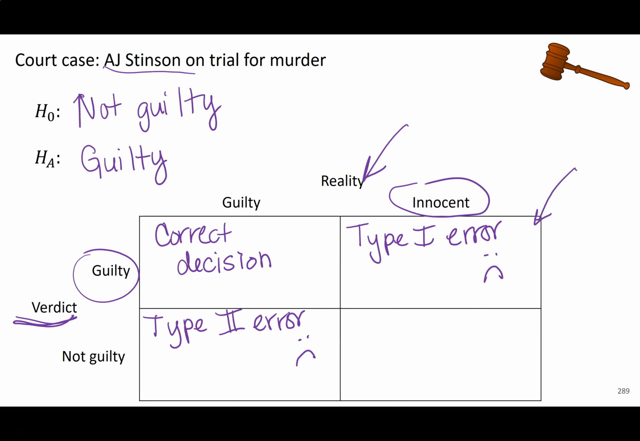Note that it totally depends on the scenario. Some scenarios, type 1's worse. Other scenarios, type 2's worse. It changes from scenario to scenario. And so if they're innocent and we get not guilty, this is a correct decision. So we're happy with those.